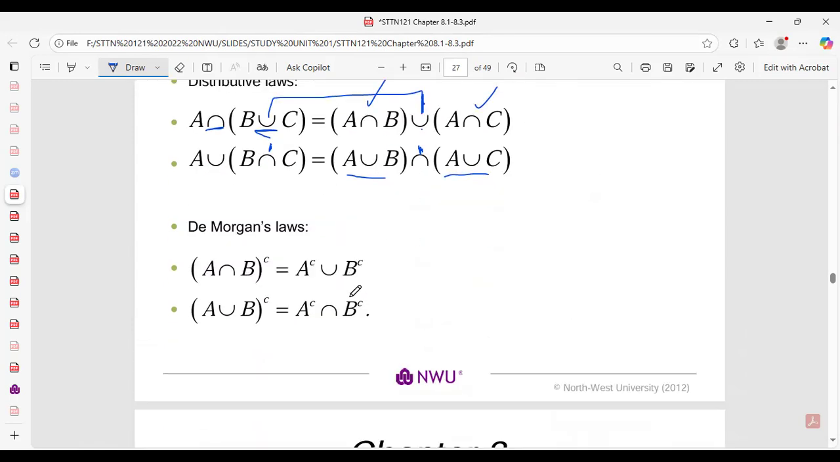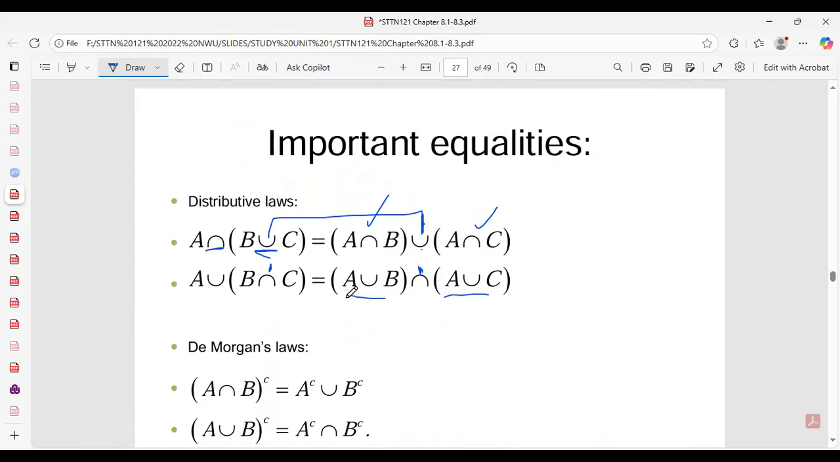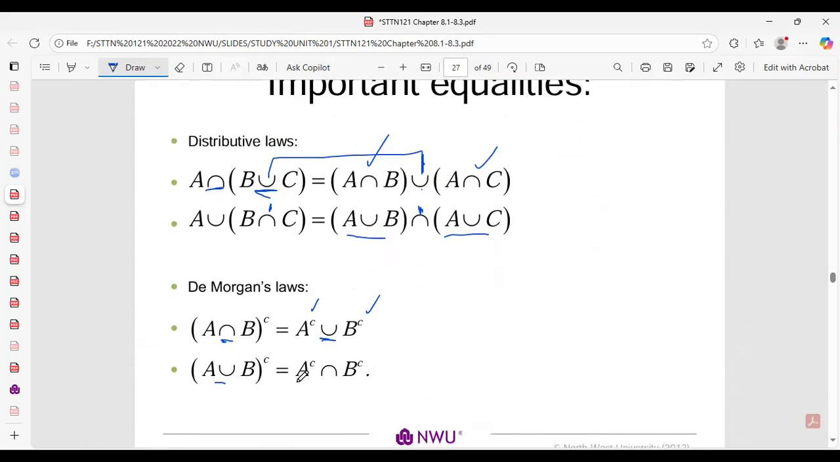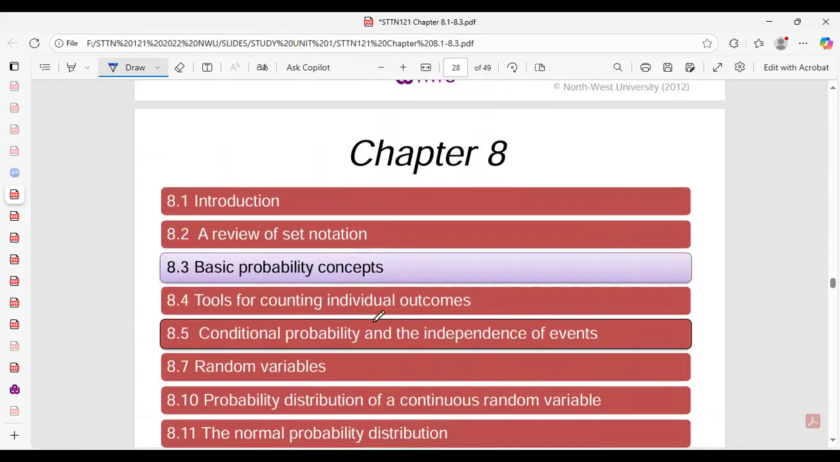And then De Morgan's law. For De Morgan's law, we say that A and B, with the intersection, both of them, the complement is equal to A complement, here it is, then B complement, here it is. If here is the intersection, it means you're going to replace it with the union. If here is the union, you're going to replace it with the intersection. It's going to be A complement here, and then B complement here, like this. You'll see when we do the questions. Done with this.